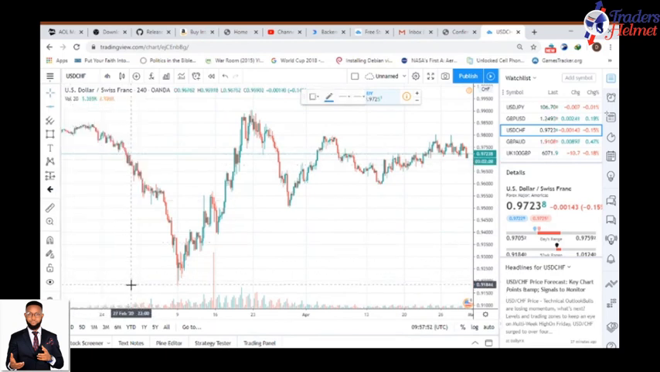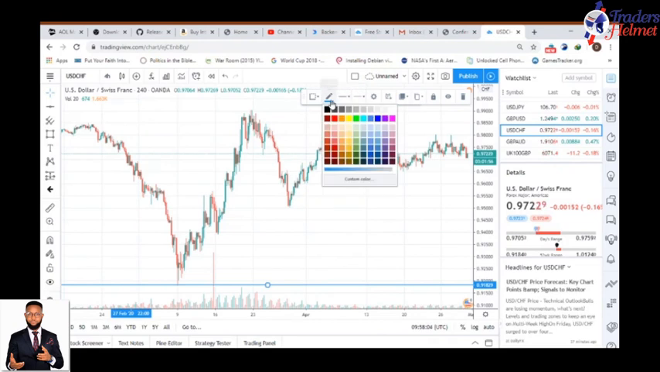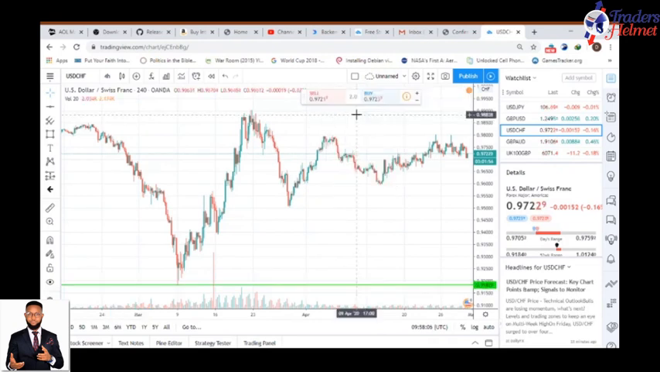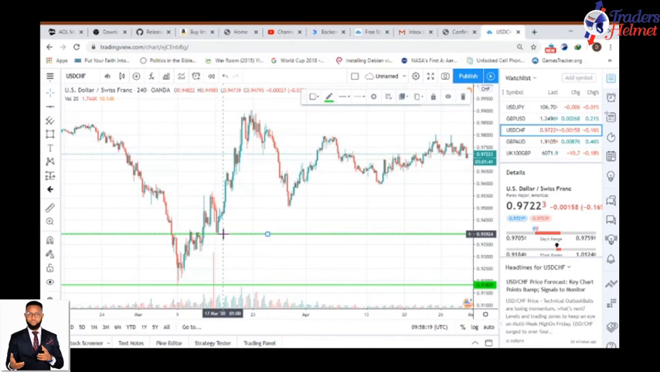You can increase the size of your bar. I want it to be bold for everyone to see. So you can change the color of the line to green. So that is our first support. And then you pick another horizontal line where price has touched again. This becomes the first resistance in this market where price has touched.